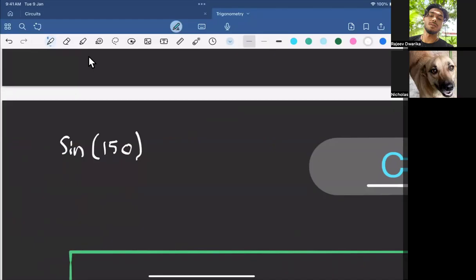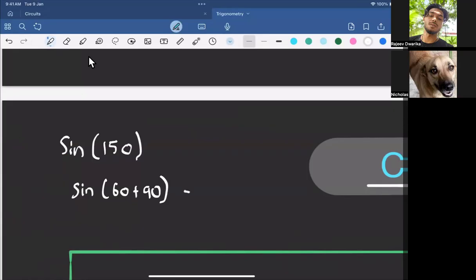But let me ask that question. Aren't you supposed to know what sine 60 is? Yeah. Aren't you supposed to know what sine 90 is? Yeah. So what we could do is split that angle, 150, into 60 plus 90. And that's the whole concept of the compound angle formula.